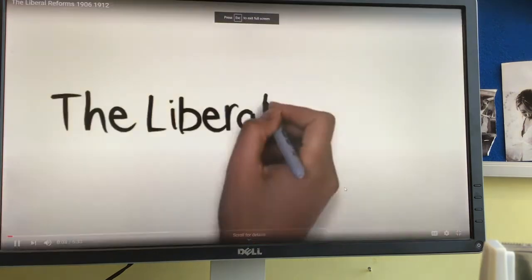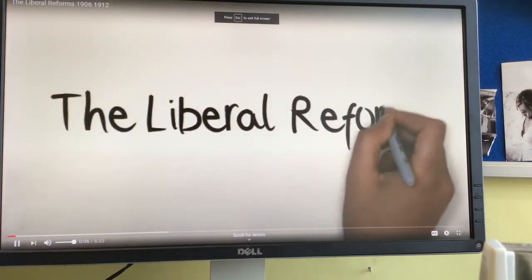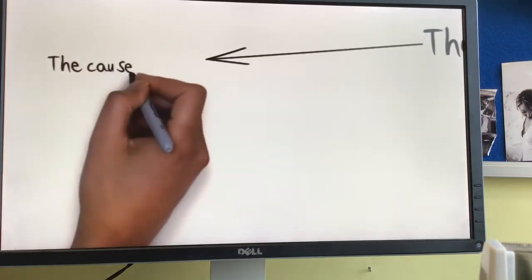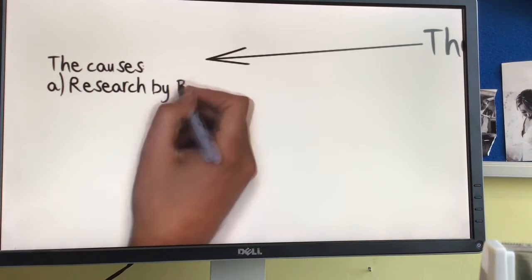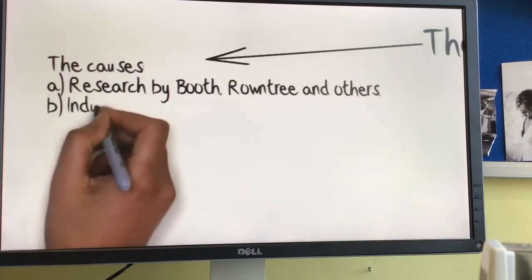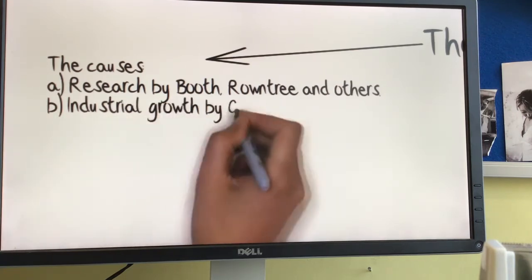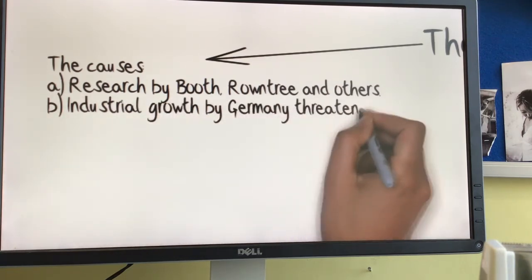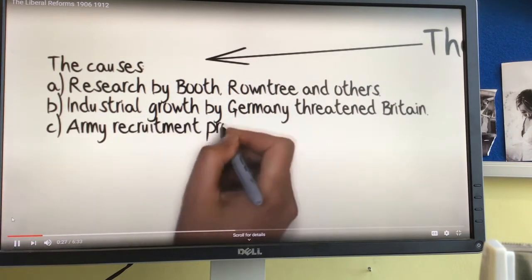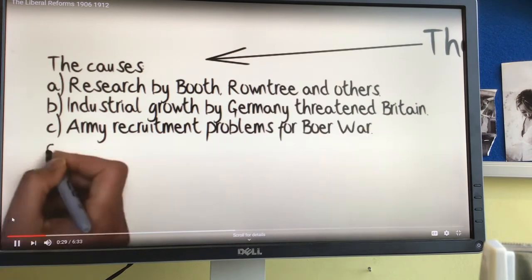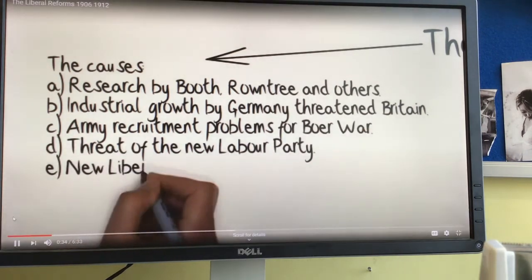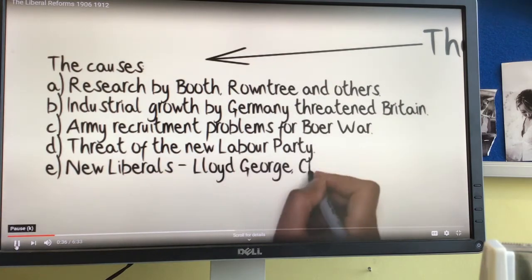This presentation looks at the liberal reforms of the early 20th century. There were several underlying reasons why these reforms came about. There was the pioneering research into poverty by people like Booth in London and Rowntree in York. There was the German economic growth that threatened Britain's financial supremacy in Europe. There were the problems of finding fit and healthy recruits for the Boer War at the turn of the century.